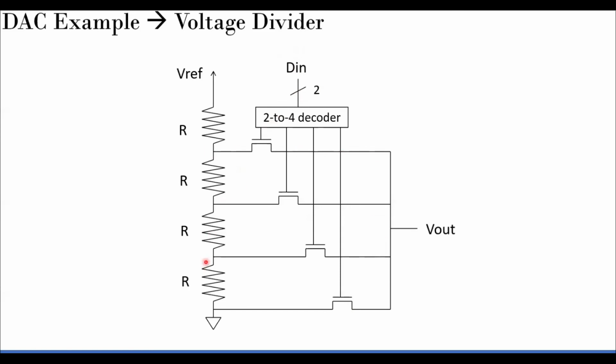Let's say 0, 0, then this value, right? Because this is enabled, so this value will be coming at the output. If it is 1, 0, this will be enabled. I'm sorry, 0, 0, ground will be enabled. So 0 will be coming at the output. 0, 1, this will be enabled. Whatever voltage drop across this will be enabled, and that will be coming at the output, and so on. This is much easier to understand. So that is the DAC.